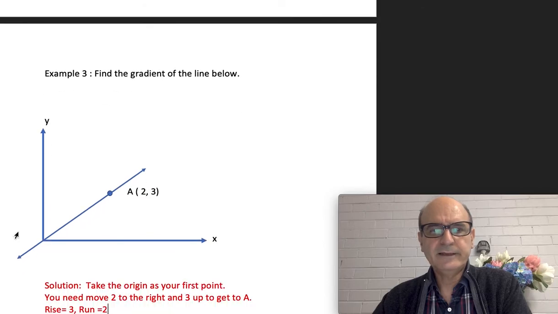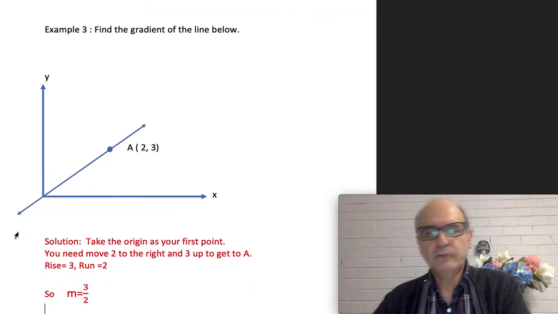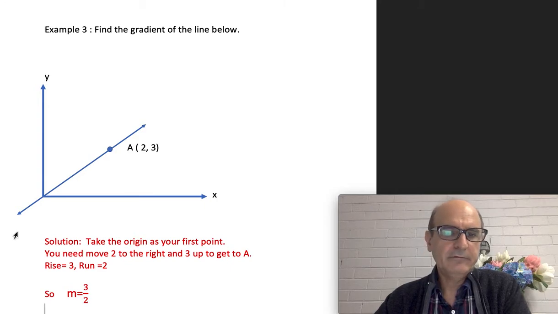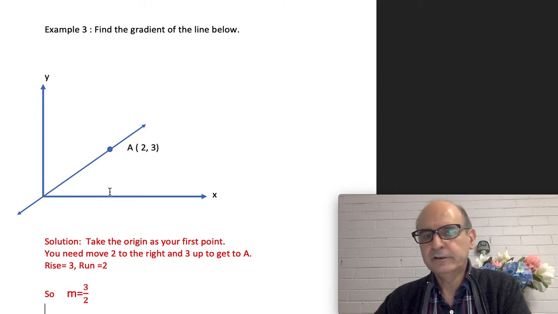Now let's look at another example. Unlike the other two, here we don't have the divisions given to us. But we have the coordinates of the 2 points. This is 1 point. I can take this as another point because this is also on the line. This is the origin, and this is the point A with the coordinates of 2 and 3 lying on the line. Okay, again, this origin is my first point because it's on the left.